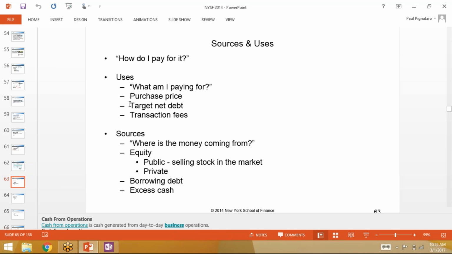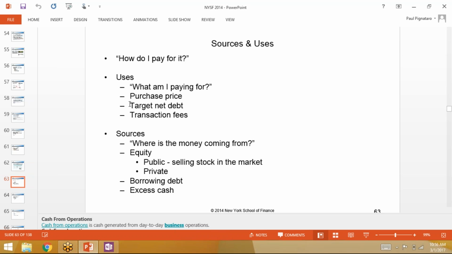And the sources are where the money is coming from. So where the money is coming from is some combination of debt and equity, or maybe excess cash if you have cash on hand. If you're raising equity, you're raising equity to pay for the uses. If you're raising debt, you're raising debt to pay for the uses. Or some combination of the two.